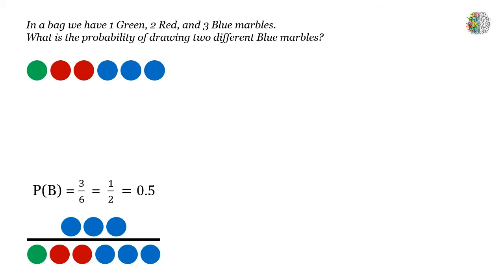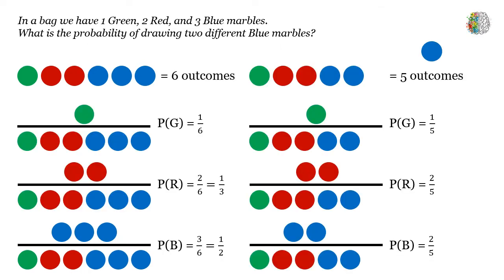If I'm going to draw a blue marble, then my first probability is going to be 3 out of 6, which equals 1/2. Now for my second draw, I'm going to keep that blue that I drew out of the bag. So now I just have 5 possible outcomes. I have 1 green, 2 red, and 2 blue. So that is going to change the denominator of all of these probabilities. All of those probabilities now have 5 possible outcomes instead of 6.